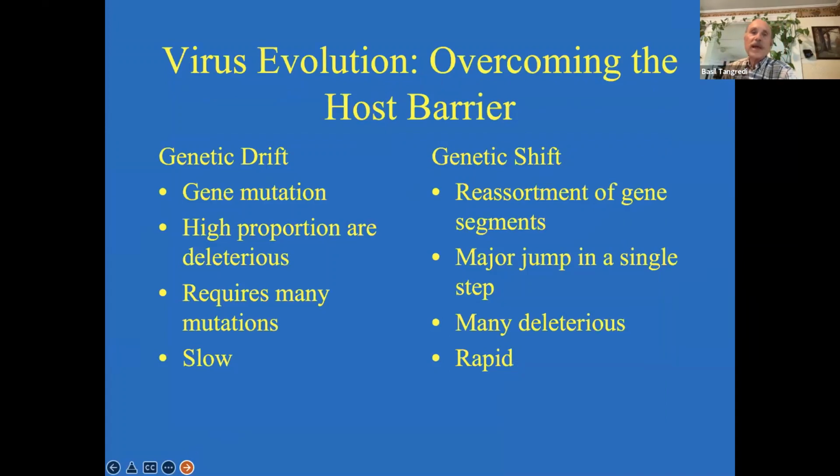So, overcoming the species barrier. They have genetic drift and genetic shift. Genetic drift is our typical concept of gene mutation. A high proportion are deleterious, it requires many mutations to get a change in phenotype, and it's a really slow process. However, the virus has that reassortment process, the genetic shift, which becomes a major jump where a whole package of new genes can be reassorted into these cells. Now, these also can be many deleterious, but the point is it's a rapid change in the virus.